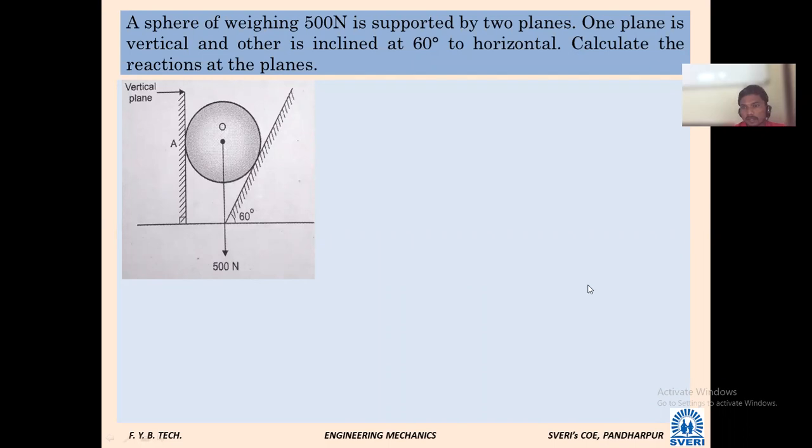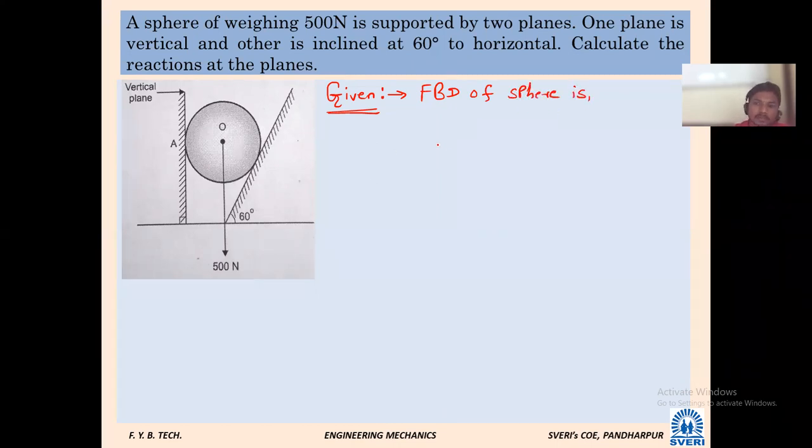So where it is inclined, or where it is supported to the plane, at that point we are supposed to find reactions. Have you understood the problem statement? Yes, sir. Okay, let's go. Given. So what we have to start with the problem? First, what we have to do when such problems will come into picture? Free body diagram. Okay, first we have to draw free body diagram of sphere.